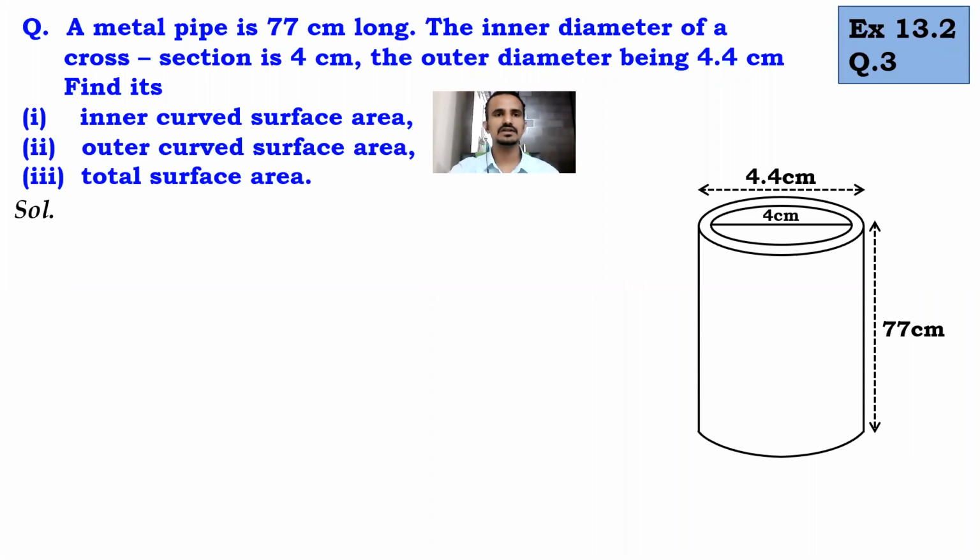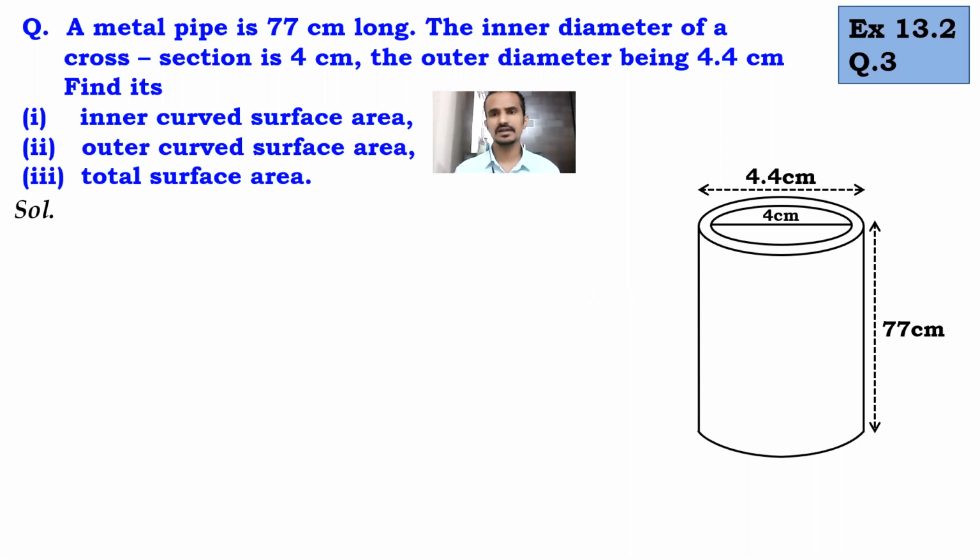When we solve these questions, remember, we have to see the dimensions that we have. In the question it is mentioned, it is 77 centimeter long. Usually with respect to a cylinder, we don't say long, we use the letter H and we say height of the cylinder. But here, since it is a pipe, if it is kept horizontally, it will become the length. If you keep it vertically, it will be height.